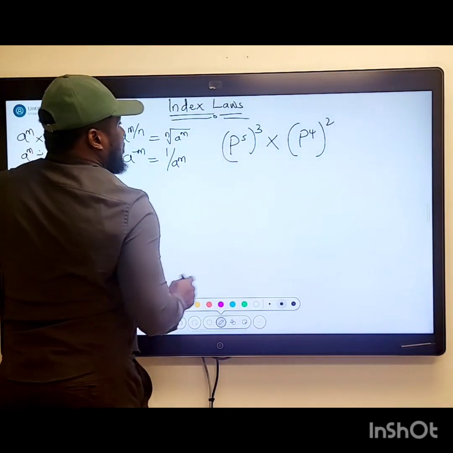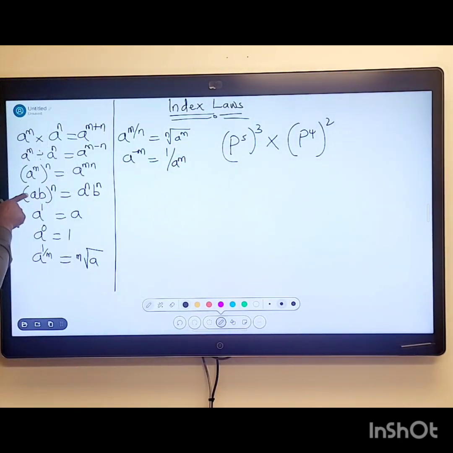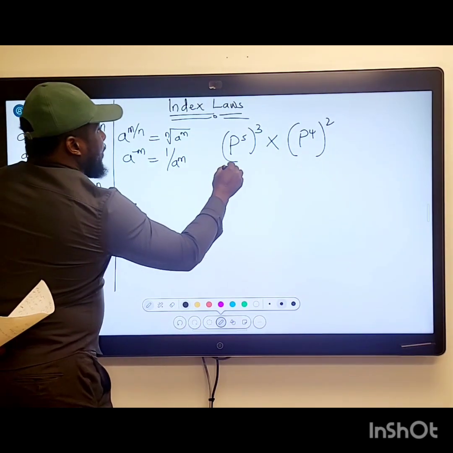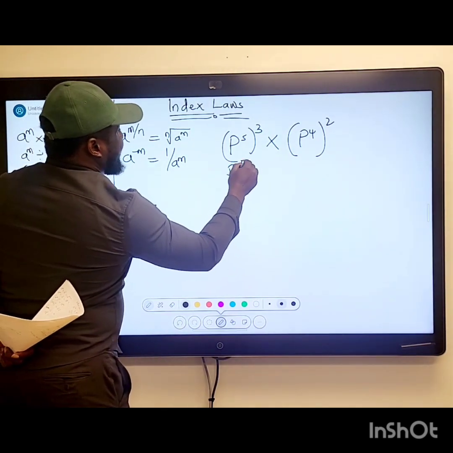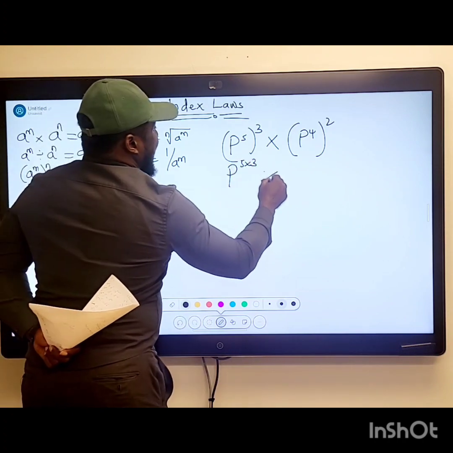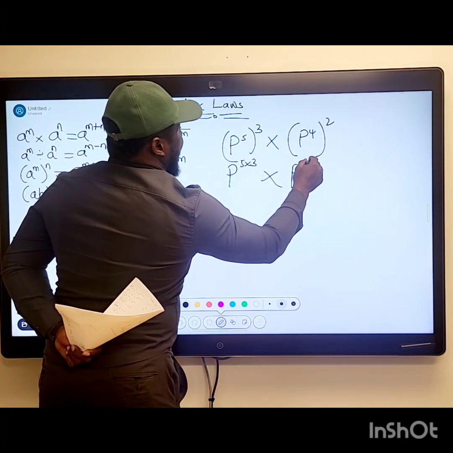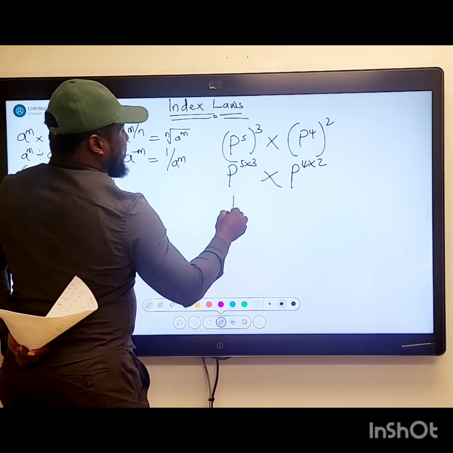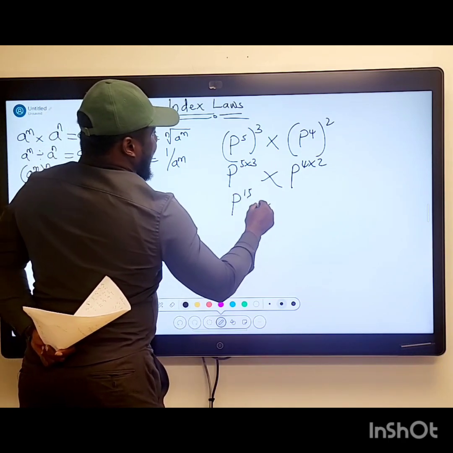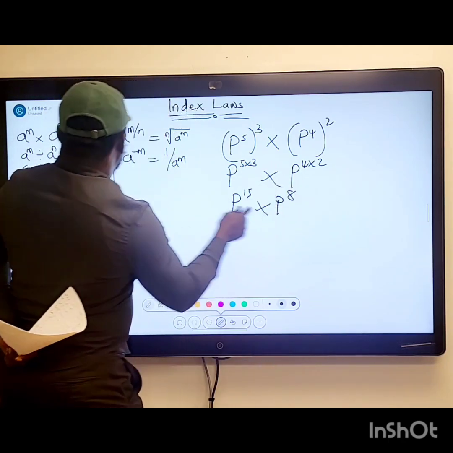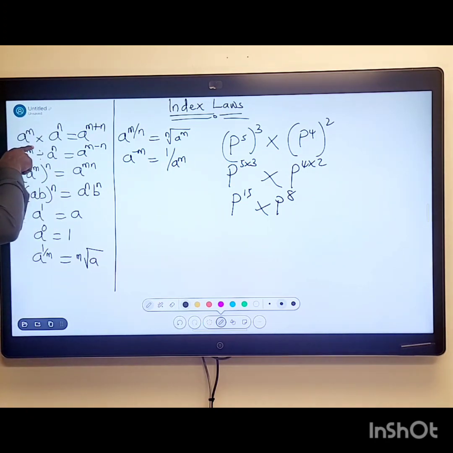And then remember that this is exactly like this. So this is P raised to the power 5 times 3 times P raised to the power 4 times 2. This will give us P raised to the power 15 times P raised to the power 8. Now it's back to the first law. See that?